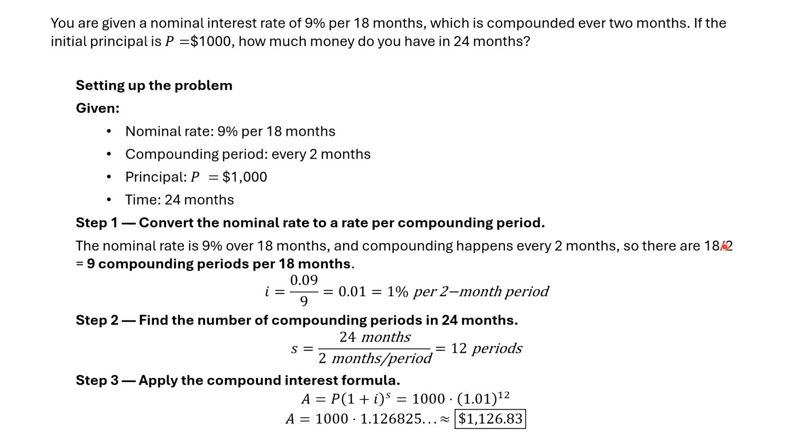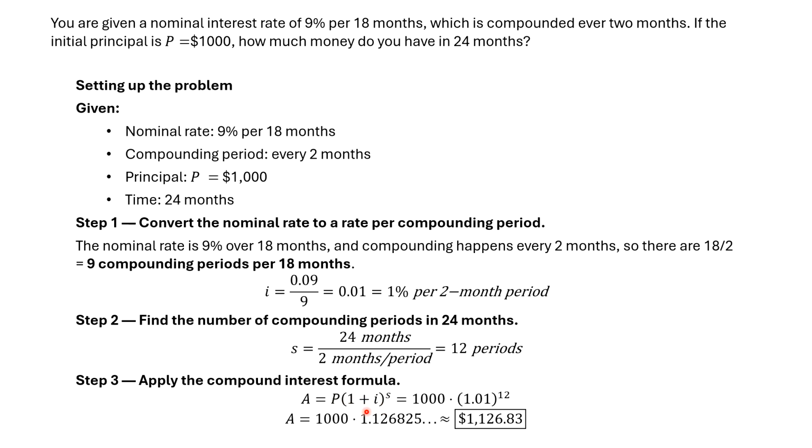So there are 18 divided by 2, 9 compounding periods over our 18 months. And so we want to divide the nominal interest rate, 0.09, by 9, and we get 0.01. So in other words, you get 1% interest every 2 months. And that's what we'll work with. Then the number of compounding periods in 24 months, well, it's compounded every 2 months, so it would be 12 compounding periods.